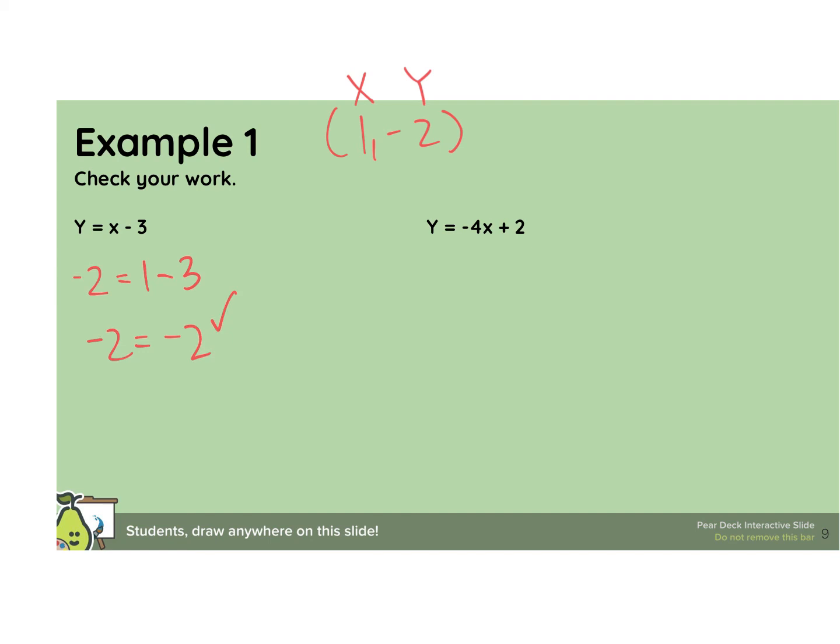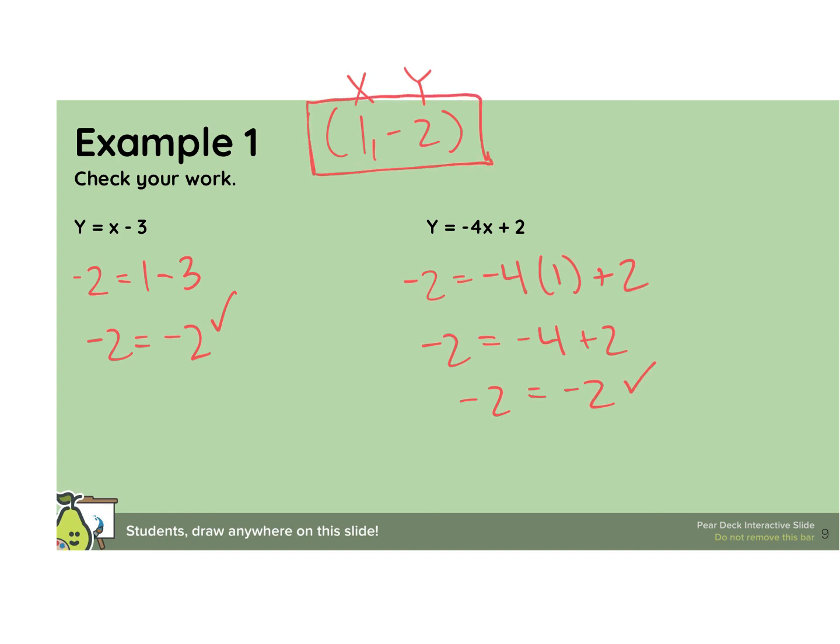Now we're going to check the second equation. Instead of y, -2. Instead of x, I put a 1. And since it's connected to that -4, I put it in parentheses to show that I am multiplying. Okay? So I have -2, and then I get -4 plus 2, which is also -2. So now I know my answer is correct, and I can finally box the answer. This is the solution to that system of equations.